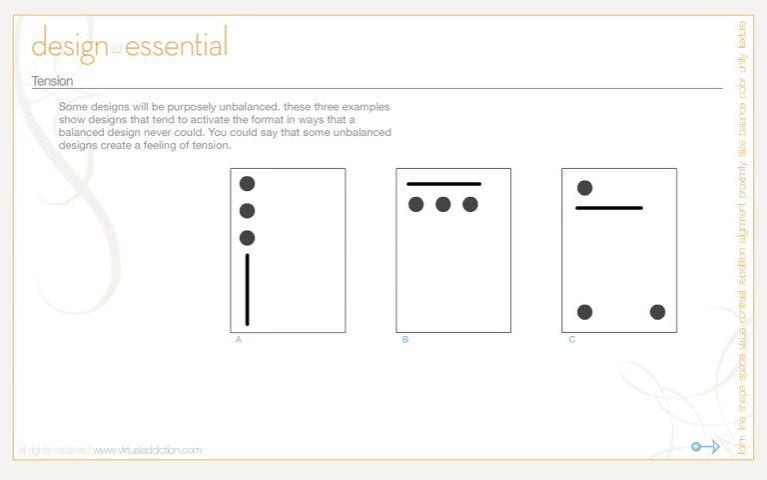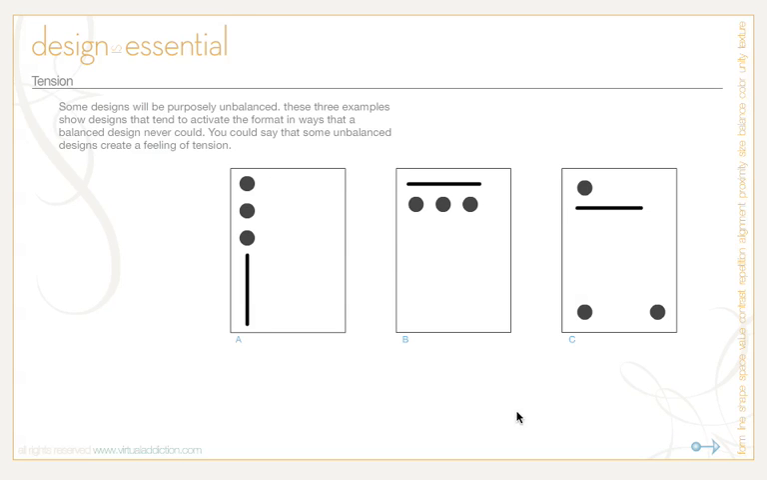What moods are created in the extreme examples below? All of these designs tend to activate the format space in a different way. Some of the designs create tension. At certain times, tension is useful to communicate a feeling of the design. Sometimes tension is added to create interest by throwing a design out of balance. There are no rules to follow except the visual needs of your concept. Some designs will be purposely unbalanced.